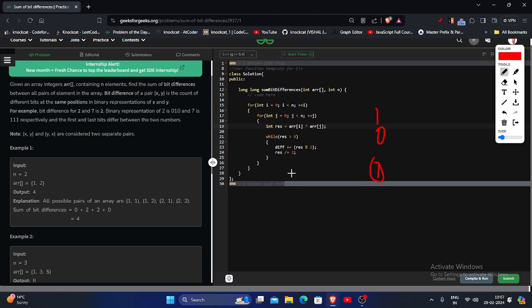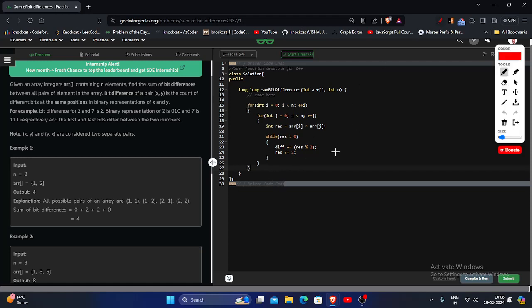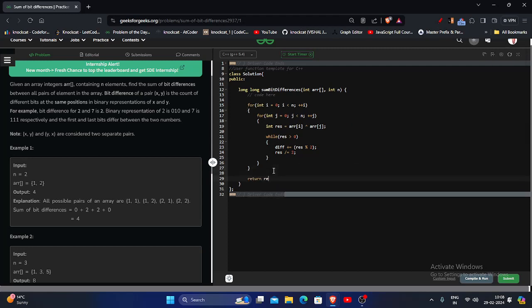So the XOR would be in a way that it has 1 at positions where there are different bits. So we can take each and every pair, and then by using this bit count algorithm, we can easily calculate the number of different bits. And since now we have diff plus equals, and at the end we also have to do diff plus. I think we don't need to do diff plus 2 because ij will take ji also. Okay, yes, I think we don't have to do this, and we can just return diff.